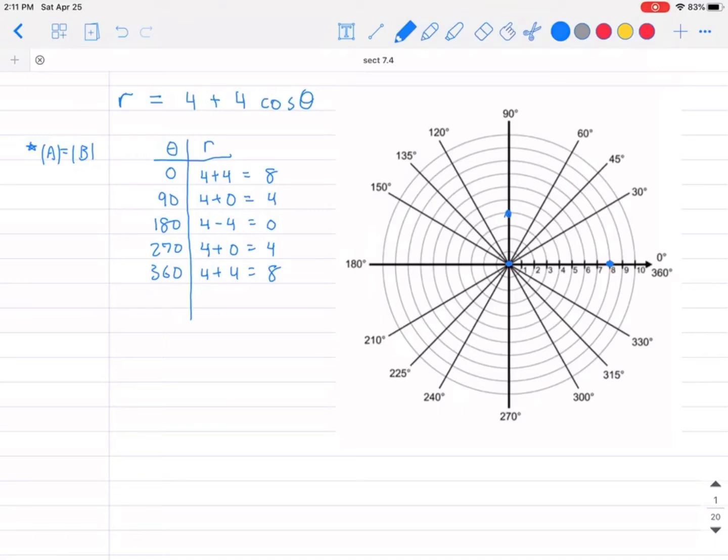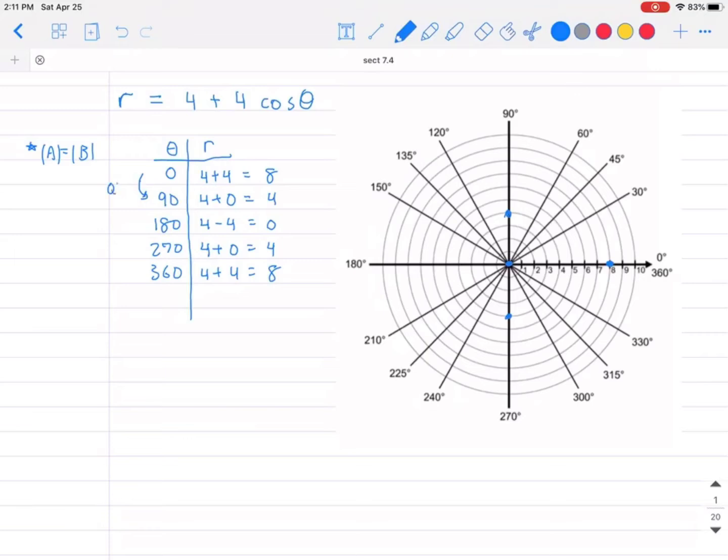At 180, we're going to go to 0, so that's the pole. At 270, we're going to go to 4. So 1, 2, 3, 4, and we go down 4 in that direction. And finally, the last one is 360, which is going to be 8, and that goes back to the original point.